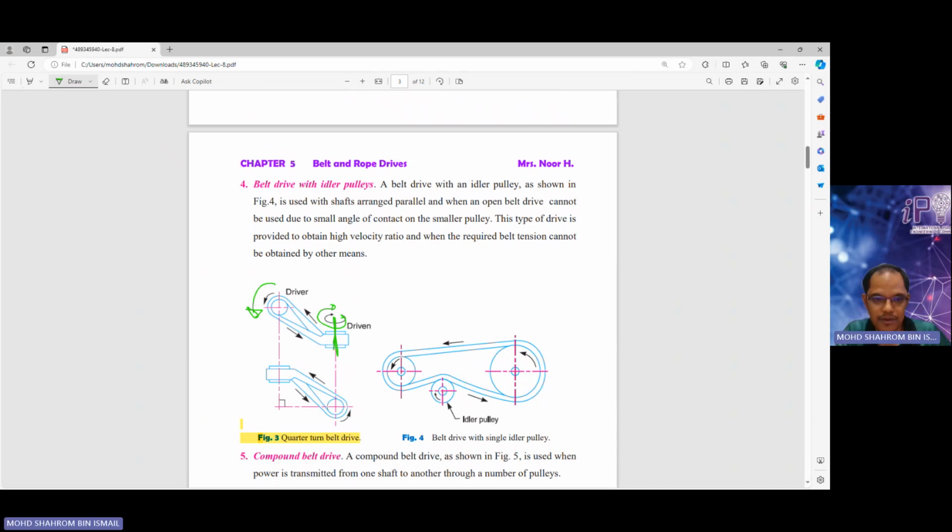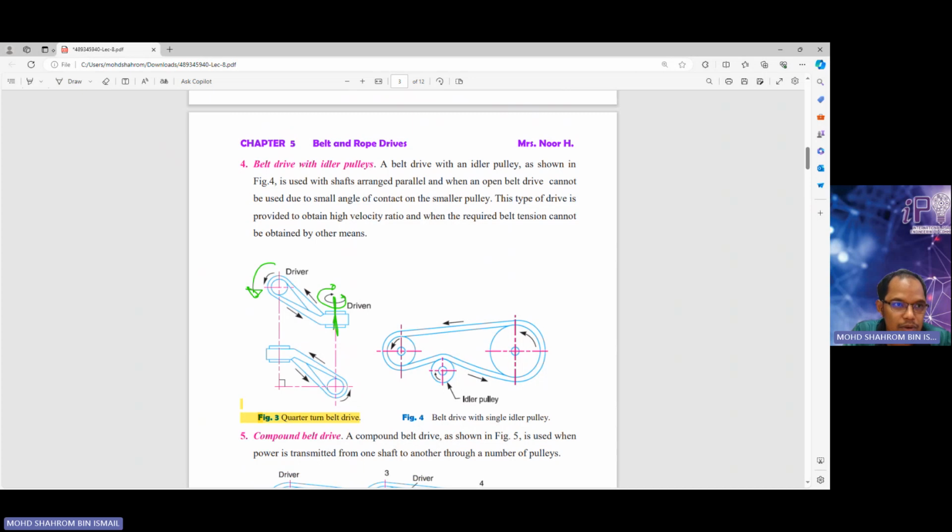Okay, so just imagine that you've got a driver pushing di sini, and then you've got a shaft here pushing. So ni pusing, then dia boleh pusing lagi ni. That is the quarter turn belt drive. Alright.